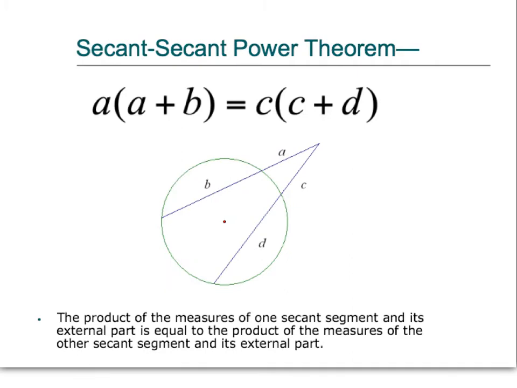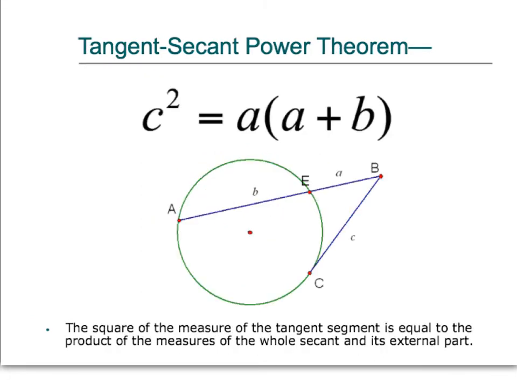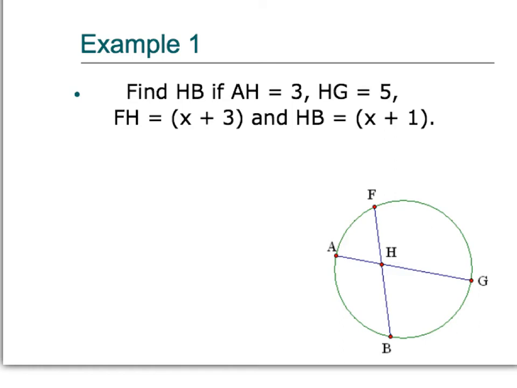Now, the secant power theorem tells me that this outside segment here multiplied with the whole thing equals the outside segment here multiplied by the whole thing. Check out some more. This goes along with the same thing. This outside times the whole thing equals c squared, which is the outside times the whole thing. Let's put some of those power theorems to use now.